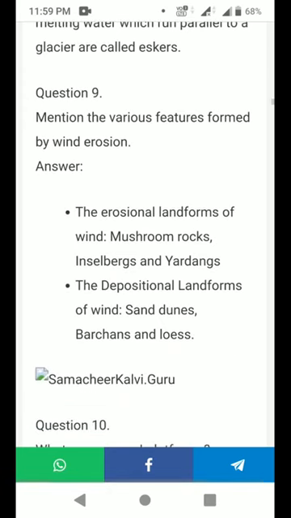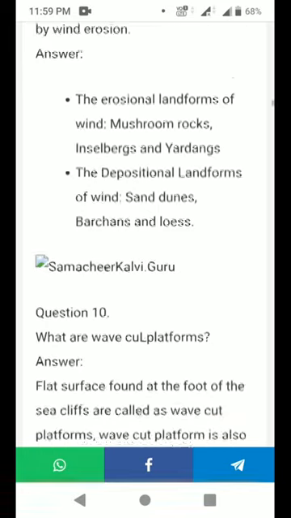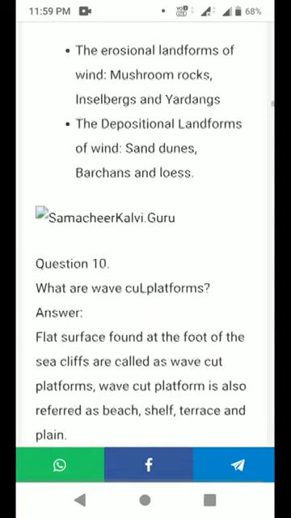Next, question number 9. Mention the various features formed by wind erosion. The erosional landforms of wind are mushroom rocks, inselbergs and yardangs. The depositional landforms of wind are sand dunes, barchans and loess.